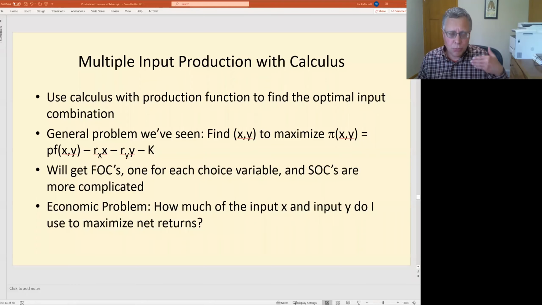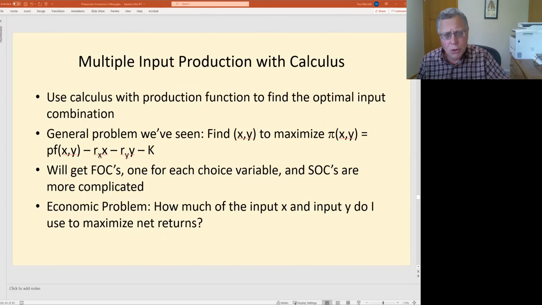You've got some profit function that depends on both X and Y, fertilizer and seeding rate or something like that. And it's going to be revenue minus cost, which is price times that production function, F of X and Y. So P is the output price times F of X and Y. Then you subtract off the costs for paying for input one, the cost for paying for input two, and then the other fixed costs. We're going to get some first order conditions, one for each variable, and then the second order conditions are going to be a little more complicated.